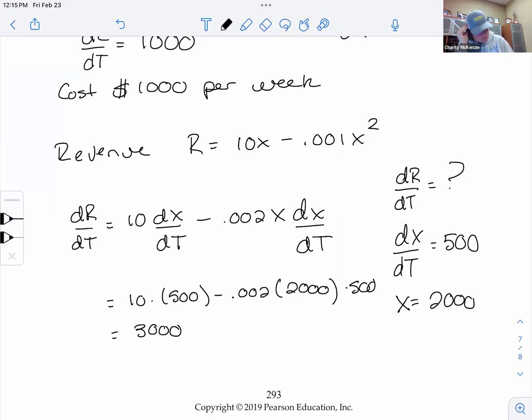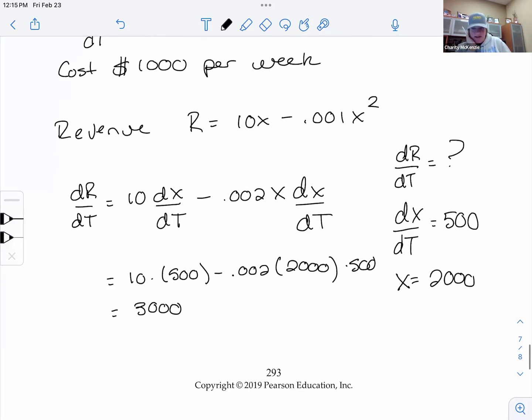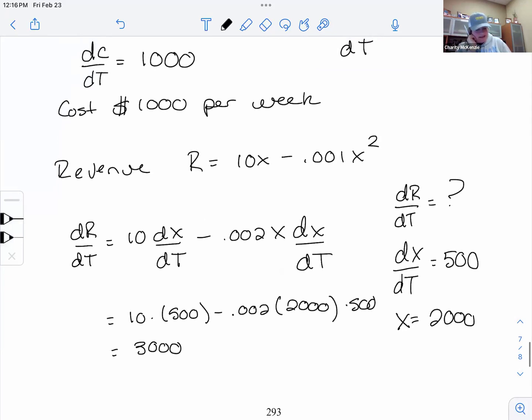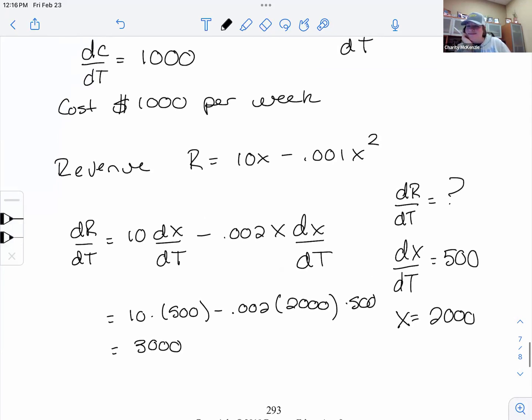Okay. If we did the profit, it would be revenue minus cost. So we could do that without doing much. What's 3,000 minus 1,000? Well, it's 2,000. So our profit is going to increase $2,000 per week when we increase by 500 flash drives. We follow all the rules given.